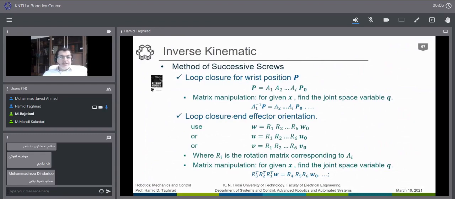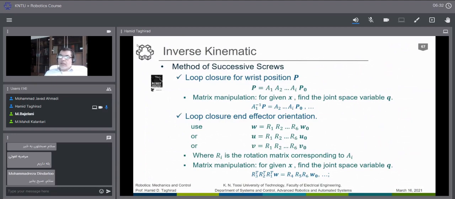Last time we were concluding the inverse kinematic problem of serial manipulator with the method of successive screw. Today I will review this method and go forward with two 6 degree of freedom examples that show how effective this method can be.